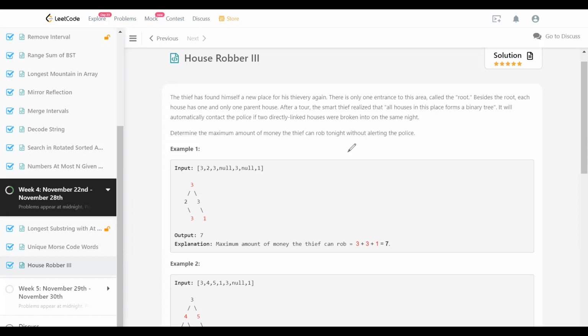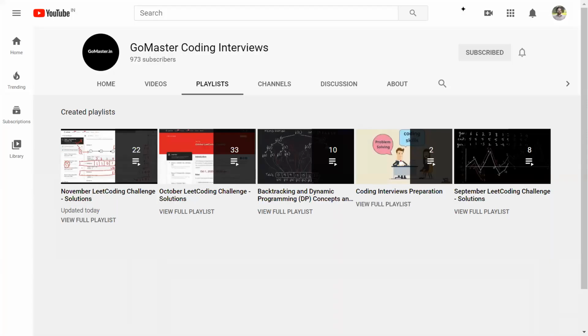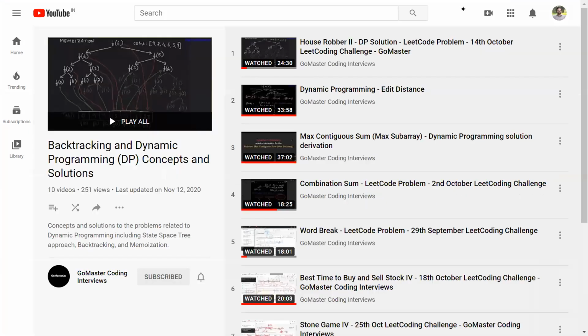So the solution is dynamic programming, and the solutions to the previous two problems are also dynamic programming. By the way, there is a playlist called Backtracking and Dynamic Programming Concepts and Solutions that I have created, which has solutions to a bunch of DP problems. And incidentally, House Robber II, which is just previous to this, was also one of the daily challenges sometime back, on October 14th. So I have solved that, and I have explained the dynamic programming solution in a detailed way with slides and all. Please refer to that. That's going to give a good idea of how to solve this problem, right?